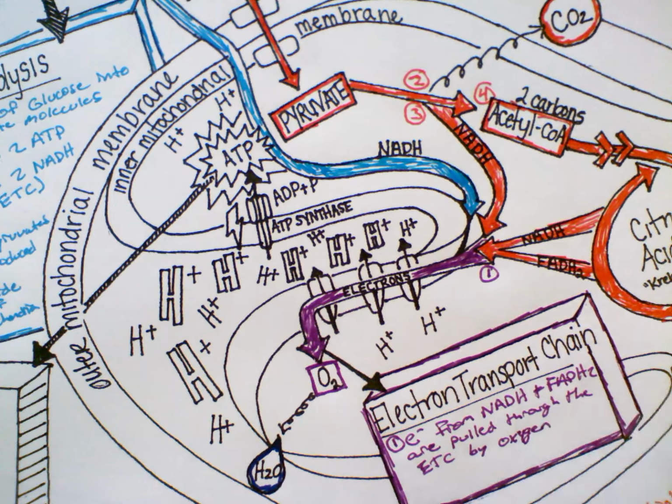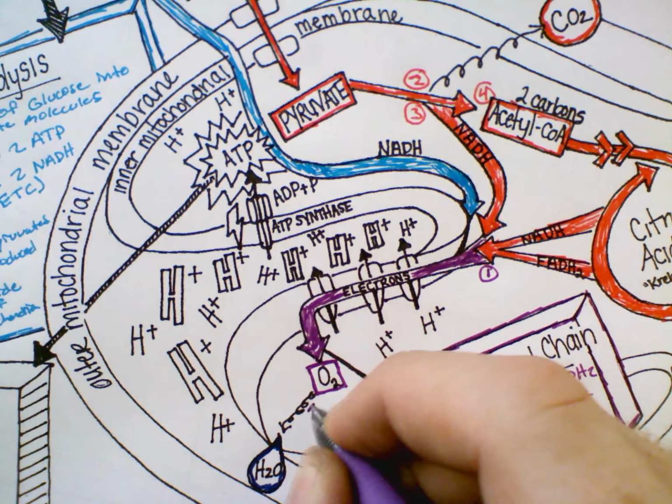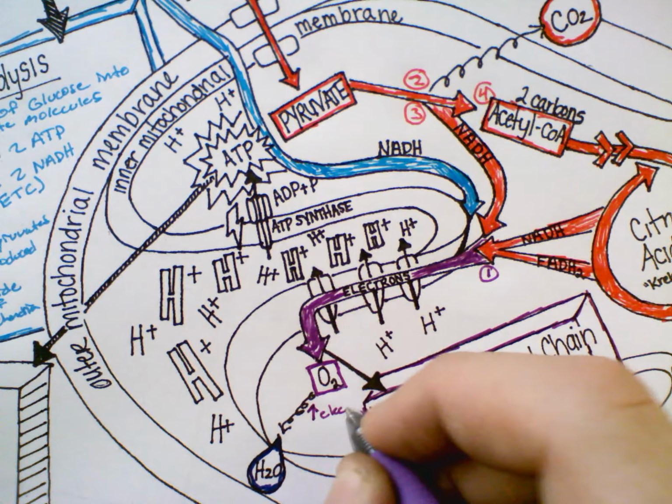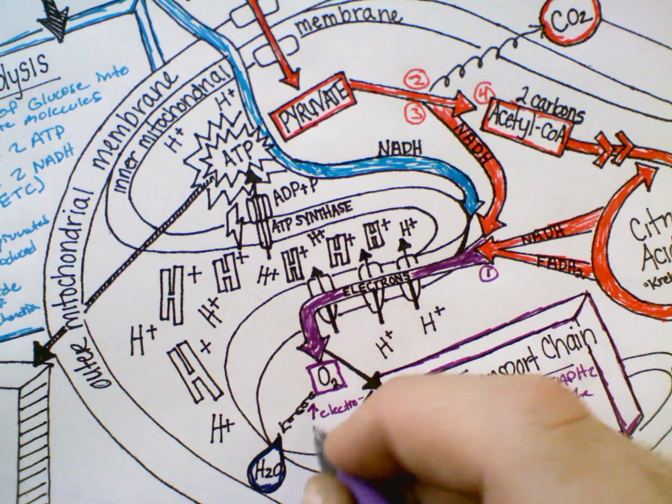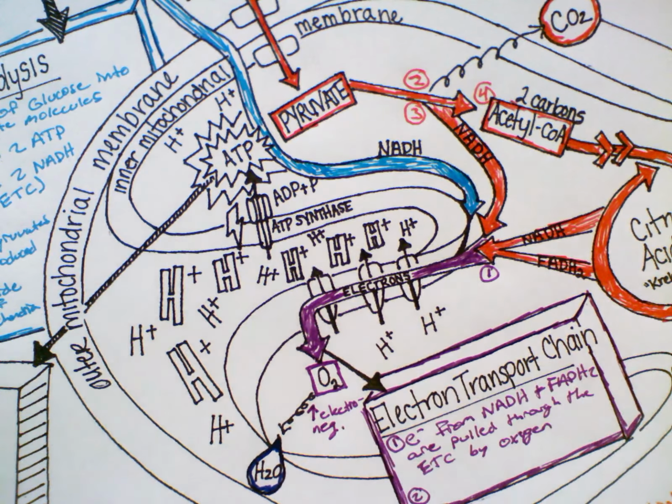Not here, no. The reason why oxygen is able to do this is because it has a high electronegativity. And that causes it to be sucking up electrons, so it's physically pulling them through the electron transport chain, maintaining a one-way flow of electrons through the electron transport chain.